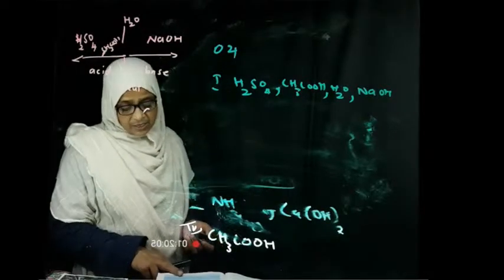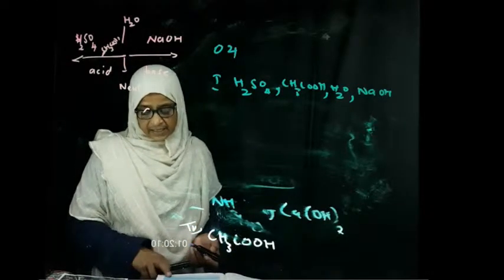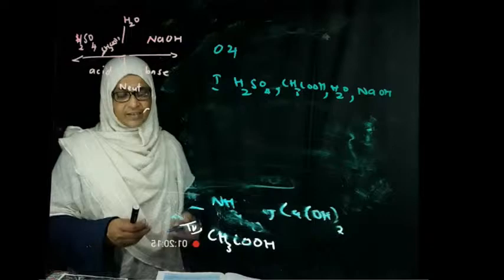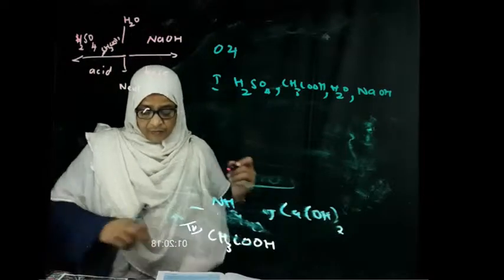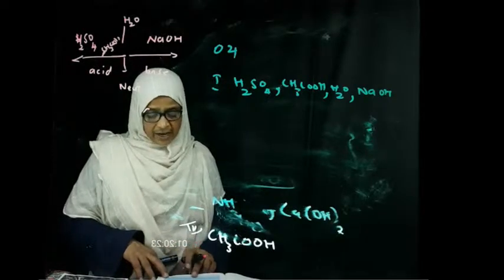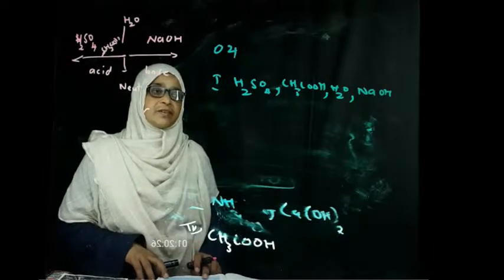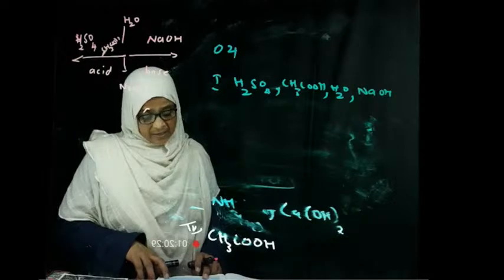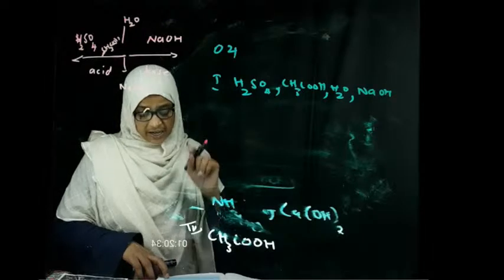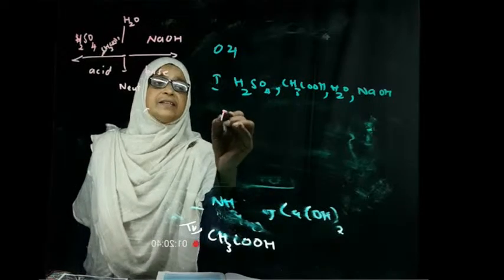Of the solutions, dilute hydrochloric acid, dilute sodium hydroxide and acetic acid, which does not react with sodium carbonate? Okay, now, of the solutions given here, dilute hydrochloric acid, dilute sodium hydroxide, and acetic acid, which does not react with the sodium carbonate?